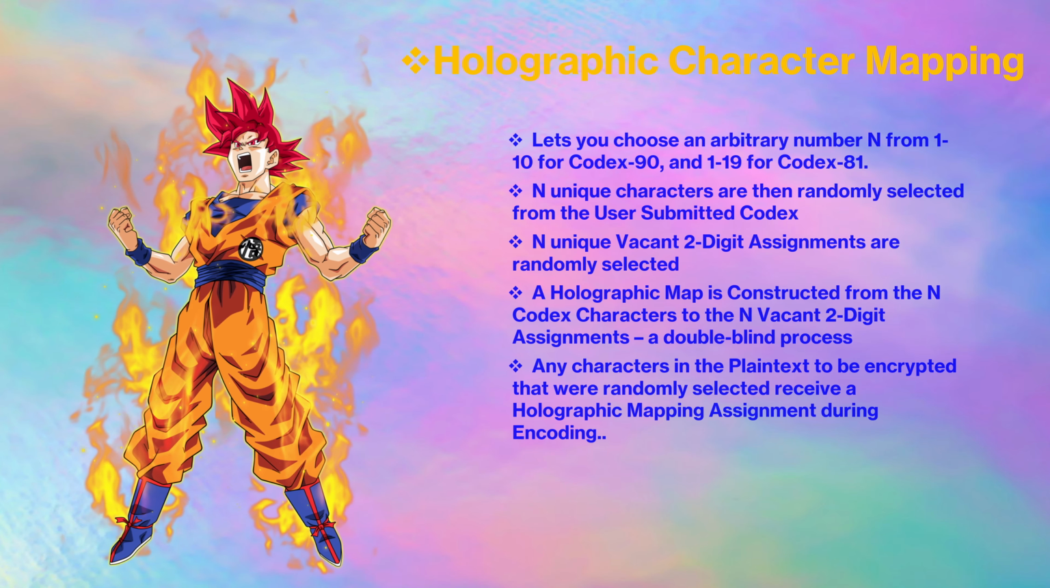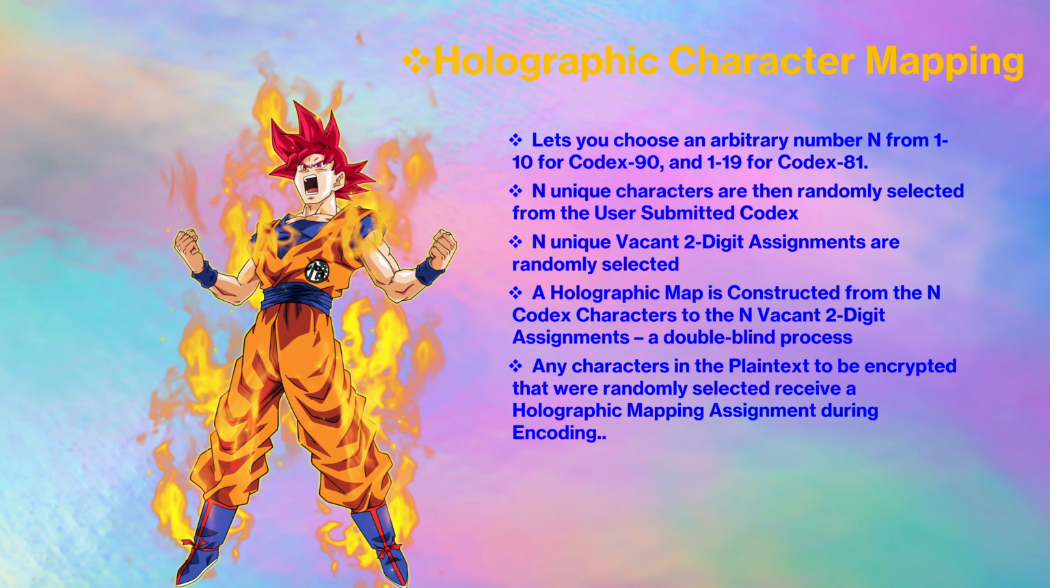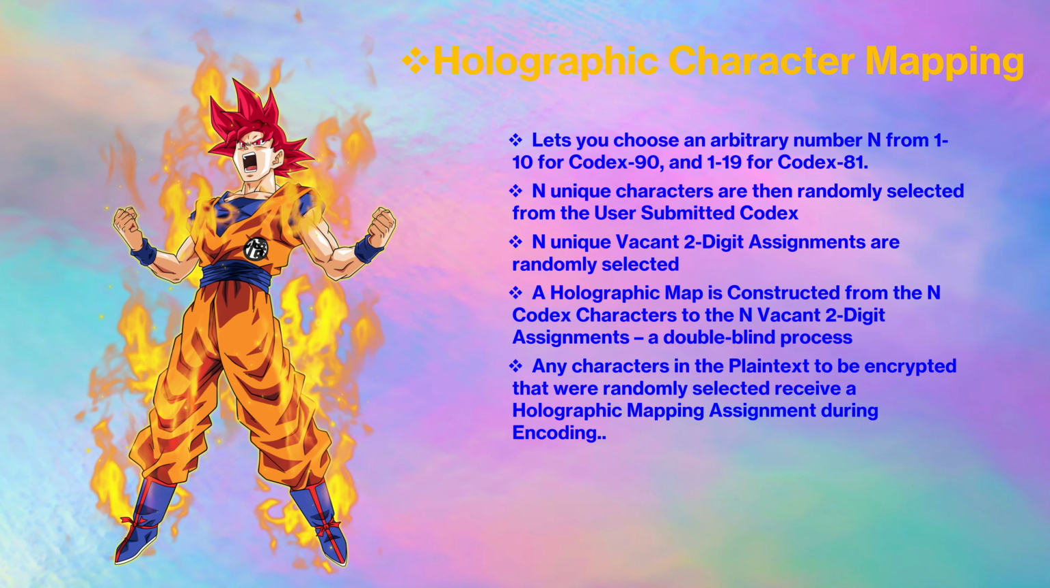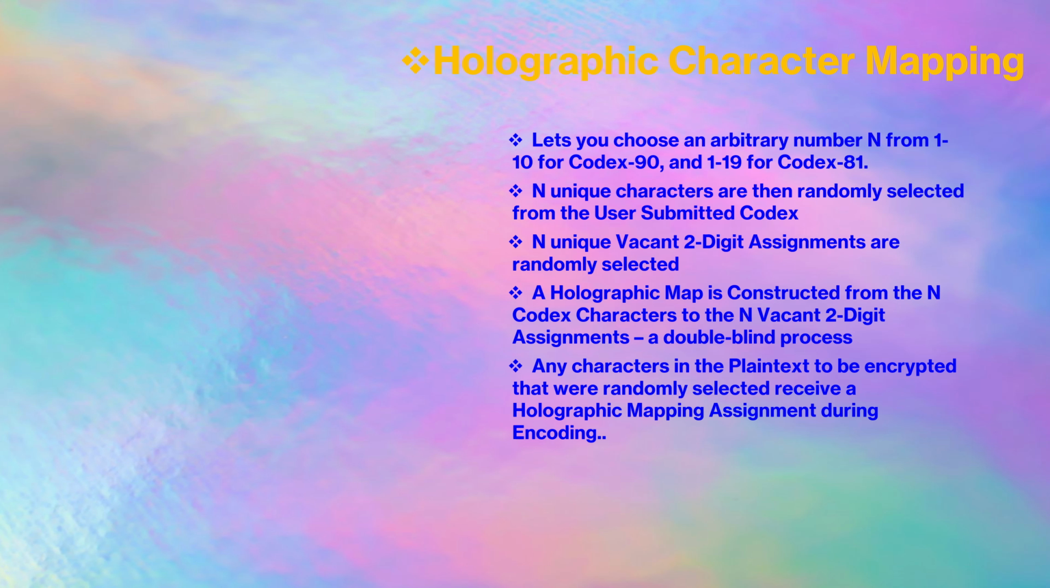Holographic character mapping lets you choose an arbitrary number n from 1 through 10 for Codex 90 and 1 through 19 for Codex 81. N unique characters are then randomly selected from the user-submitted codex. N unique vacant two-digit assignments are randomly selected. A holographic map is constructed from the N codex characters to the N vacant two-digit assignments, a double-blind process. Any characters in the plaintext to be encrypted that were randomly selected receive a holographic mapping assignment during encoding.